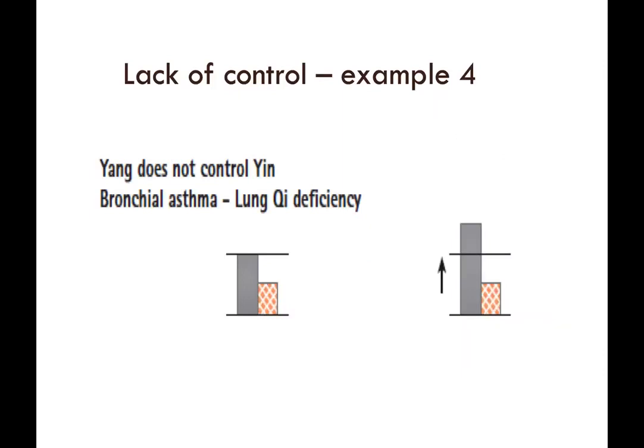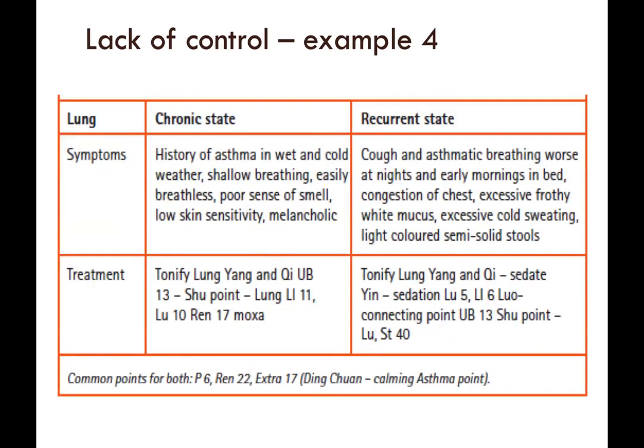And finally, we have example 4. Yang does not control the yin. A classic case of bronchial asthma, which is lung qi deficiency. The chronic state is different, and the approach should be different also for the recurrent state. For the chronic state, we have a history of asthma in wet and cold weather, and shallow breathing. The patient would be easily breathless, with poor sense of smell, low skin sensitivity, and melancholic.